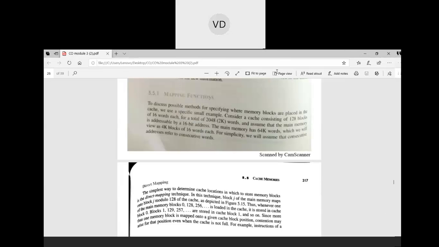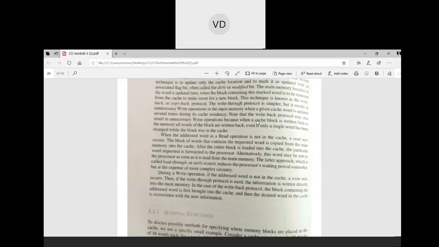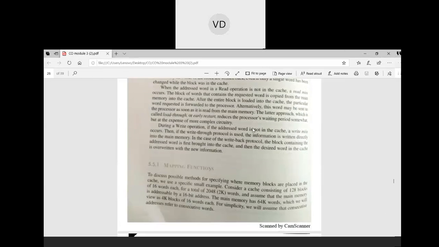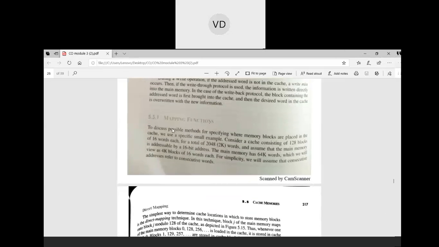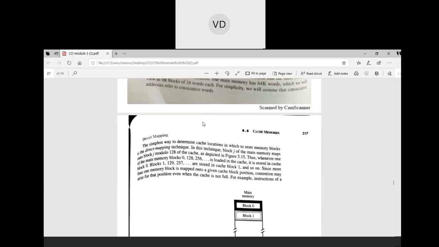Okay. So in yesterday's class, we were discussing how we are going to place the data which is present in the main memory into the cache memory. That can be done using the mapping functions. First, I had given an introduction about the mapping function, that is, the direct mapping.